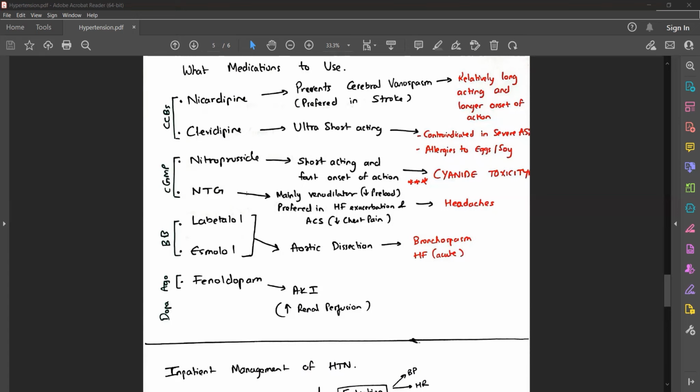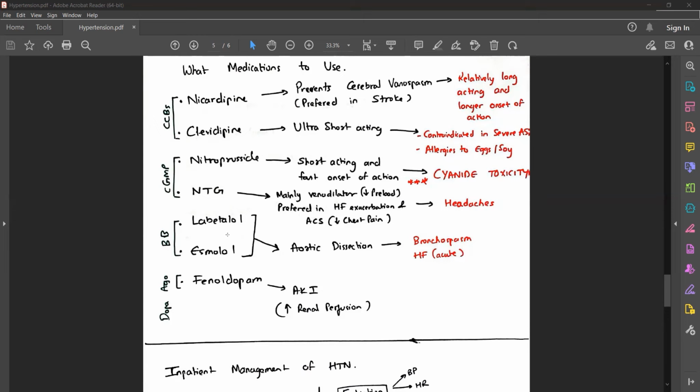Then coming to nitroglycerin, this is the nitroglycerin drip. It is also one of the really good medications, especially if somebody is in acute exacerbation of heart failure, because it is primarily a venodilator and helps you reduce the preload. Also, it helps with chest pain. You must know that if somebody is having an acute coronary event, we give sublingual nitroglycerin, and when that doesn't work, we start the patient on a nitroglycerin drip. So it helps with the chest pain as well. The problem with this is it causes headaches, and at times the patient will not be able to tolerate it.